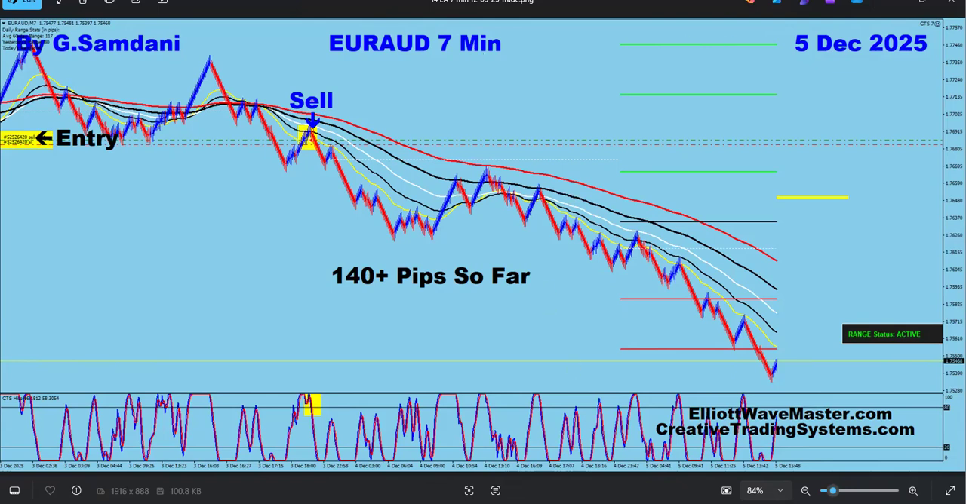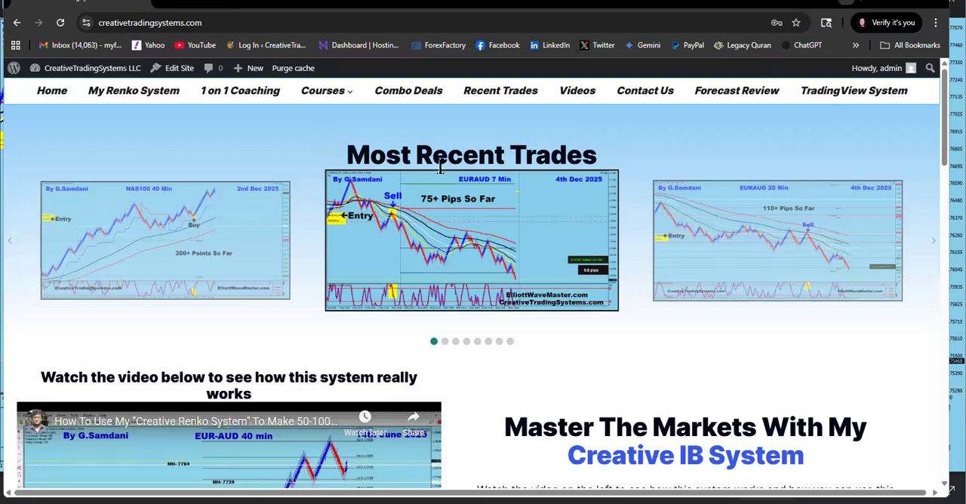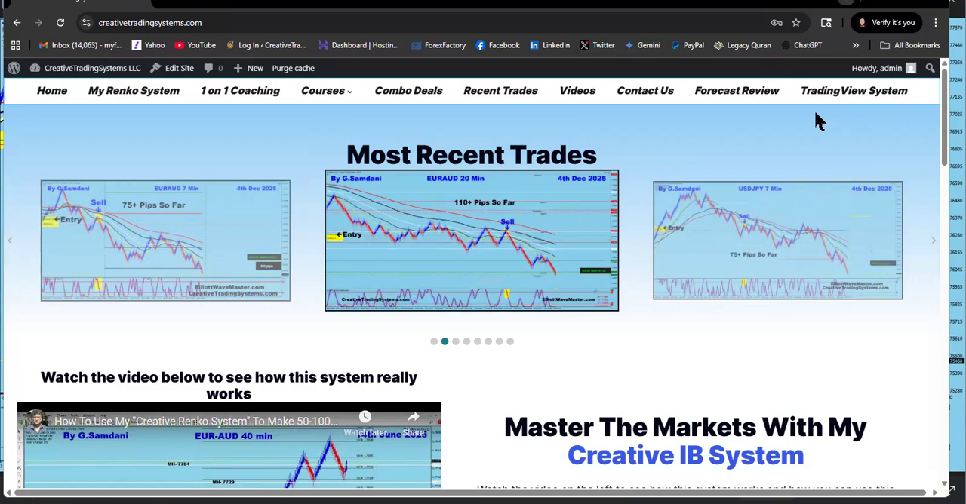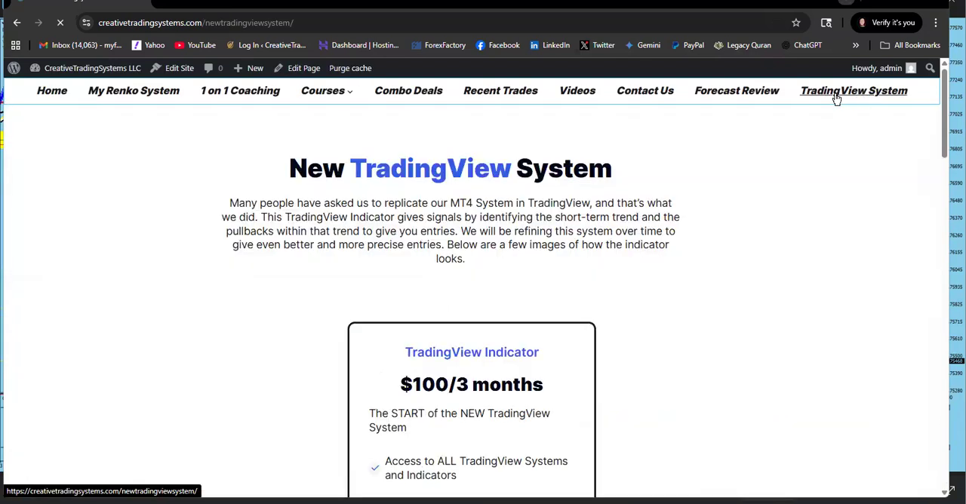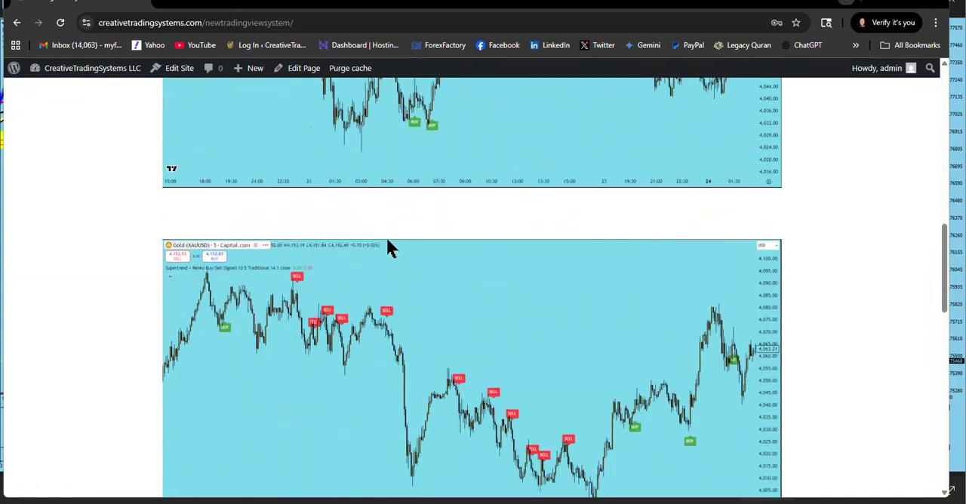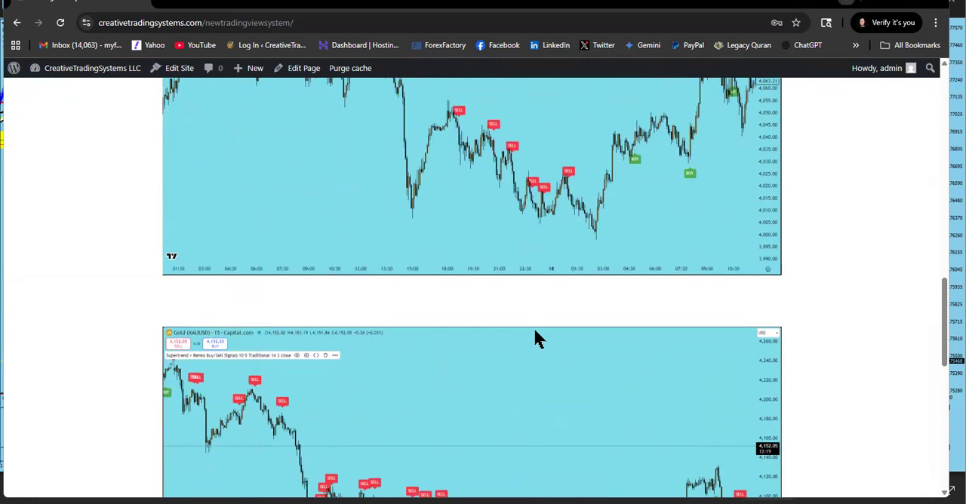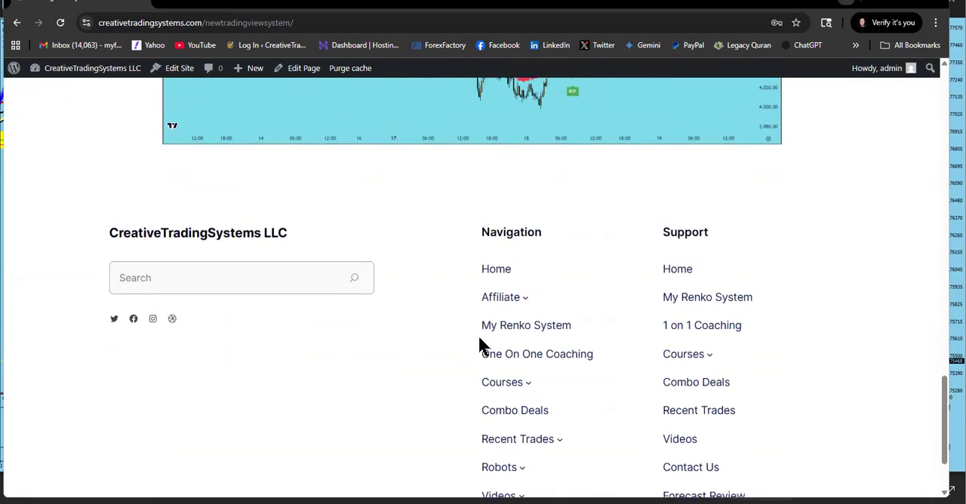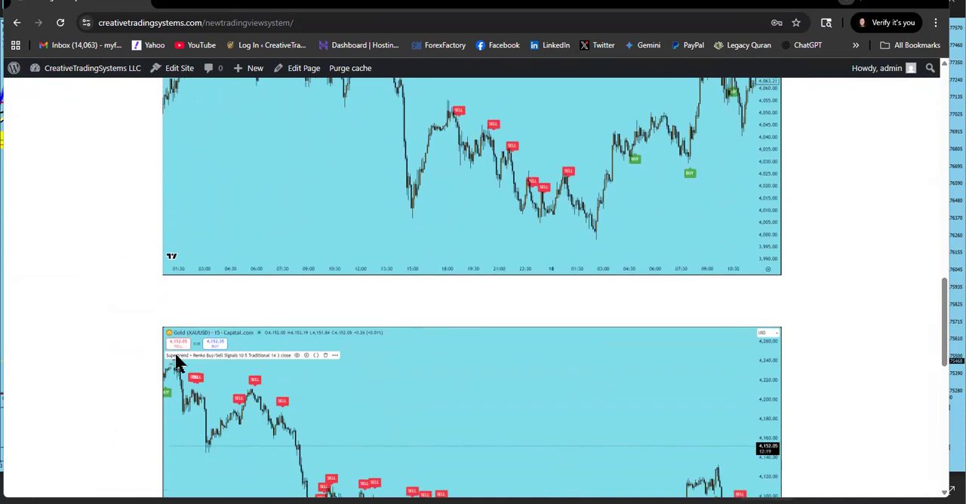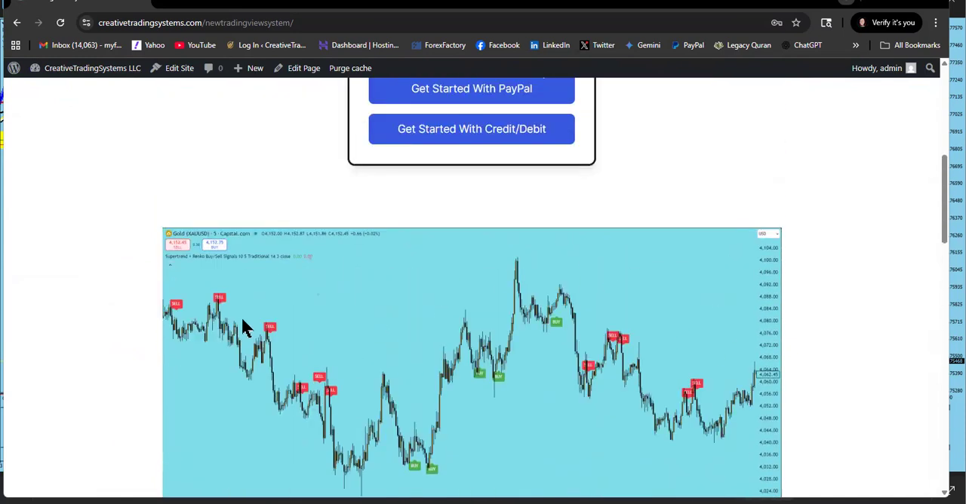Let me show you if it is on my website. Here, oh yeah, I just put it on. Yesterday it wasn't there. I think he did it today. This is the TradingView system, and this is how it gives you the entries. These are gold charts, I guess. Yeah, this is gold. All of these are gold.